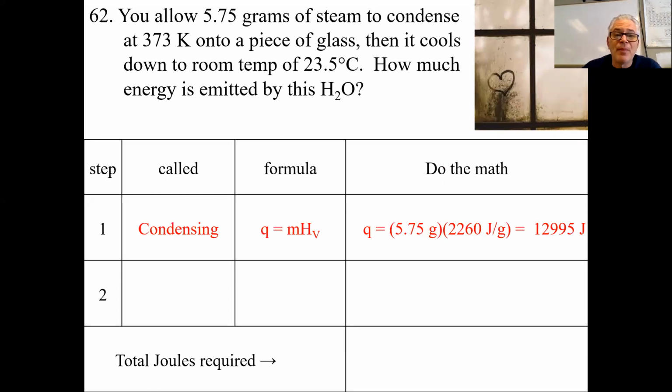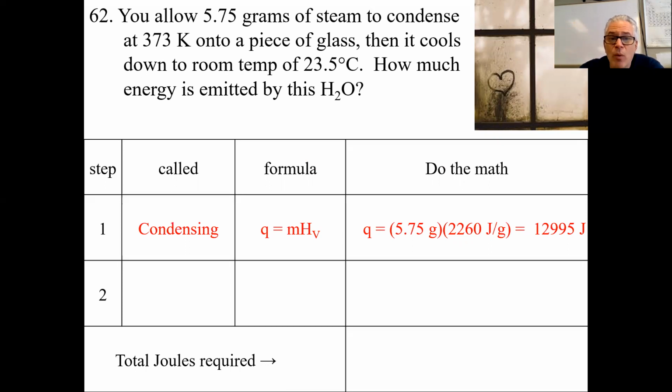So the first step is called condensing. Q equals mH of E, the heat of phase change. Q is going to equal the mass times the heat of vaporization constant. That's for H2O, that's 2260 joules per gram. The grams cancel, it's going to release that much energy just to condense. Now, it's still at the boiling point. Well, now it's condensed into liquid, but it's still at 100 degrees centigrade.